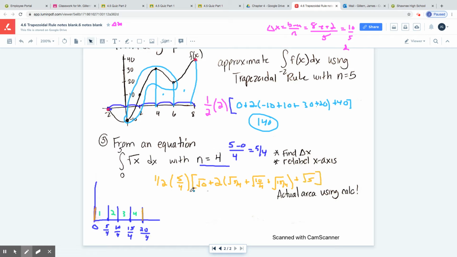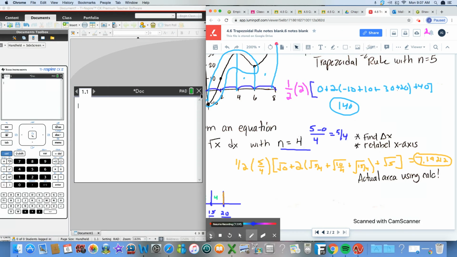All right. And now let's go put that in a calculator and see what we get. All right. So I end up getting 7.19212 for your answer. Now, last thing I want to show you is that we can actually use our calculator and get the exact area of this. All right, so let me go and show you how to do that right now.